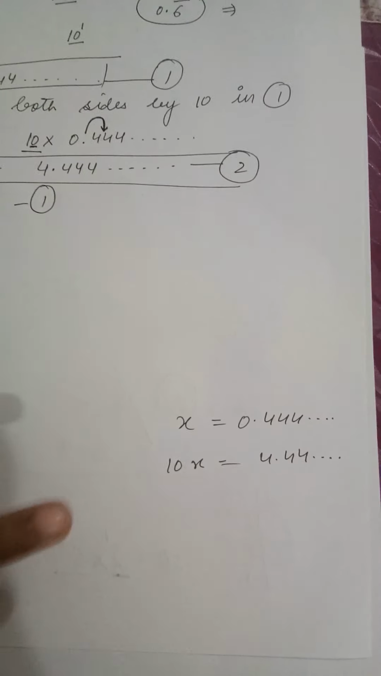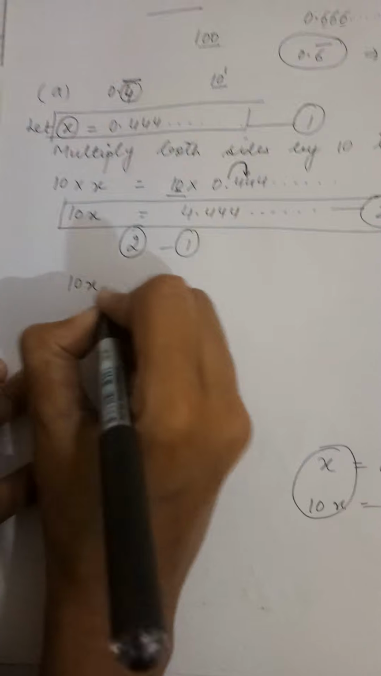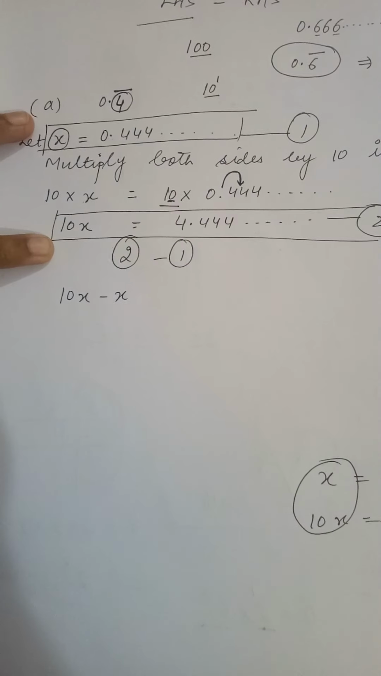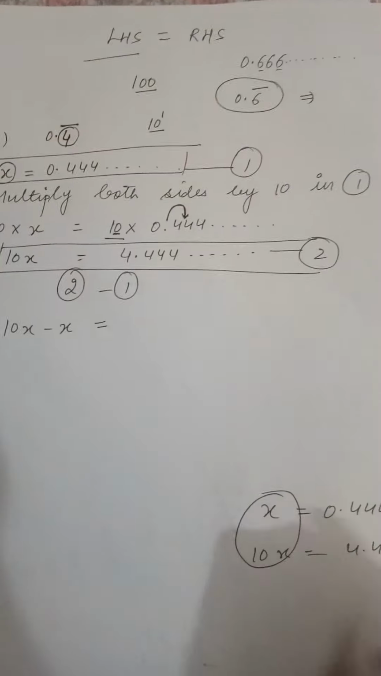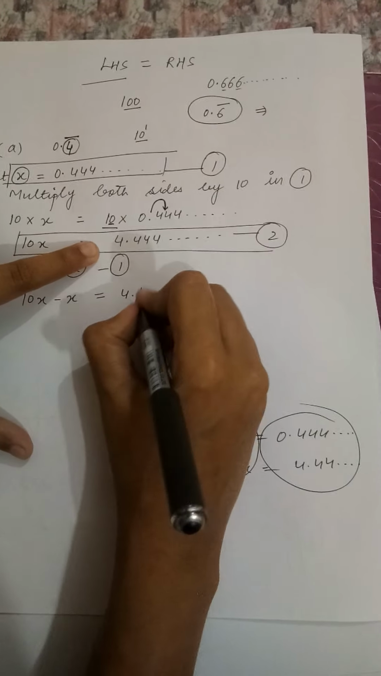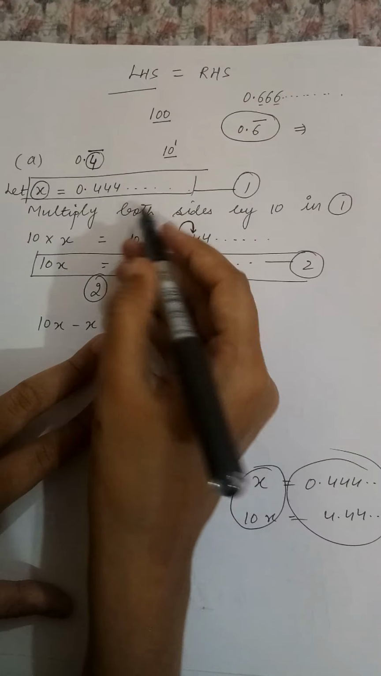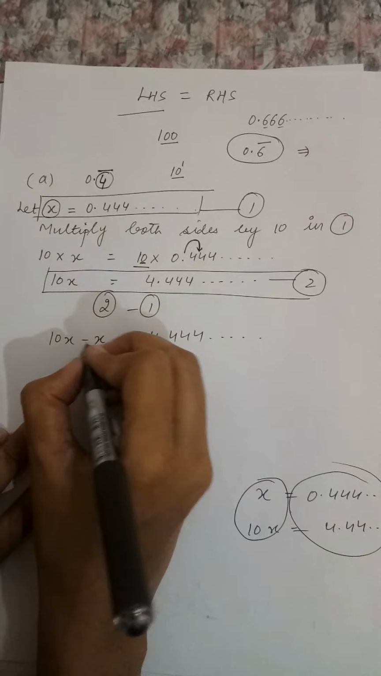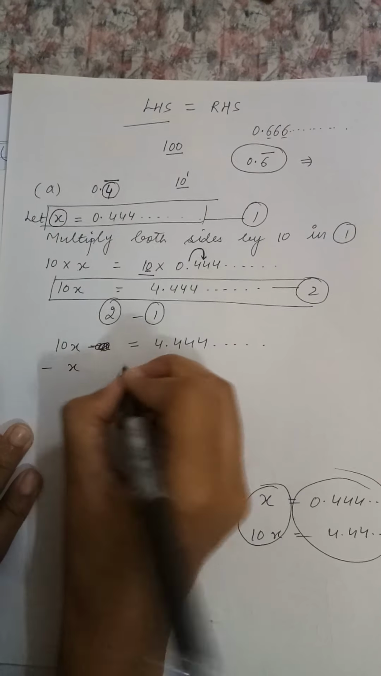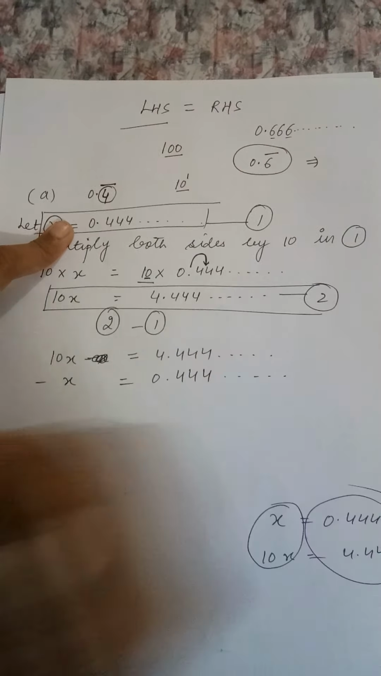What I am going to do now is, these two I am going to subtract. What will I be getting? 10x minus x. I have subtracted these two left sides, equal to these two right sides I am going to subtract: this 4.444 and so on, right? And then minus, or what you can do is write here below x. And what is there? 0.444 and so on.